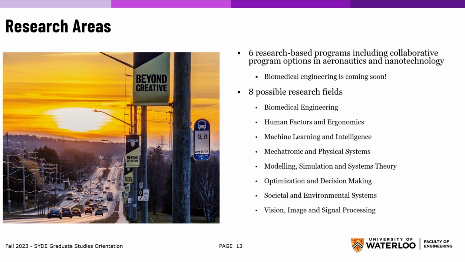There are 8 possible research fields that you can study under. You would have been admitted with one at the time of your admission. It would have been in your offer letter. If you're not sure what your area of specialization is, it is in your offer letter. It's typically dictated by your supervisor, but it can change.